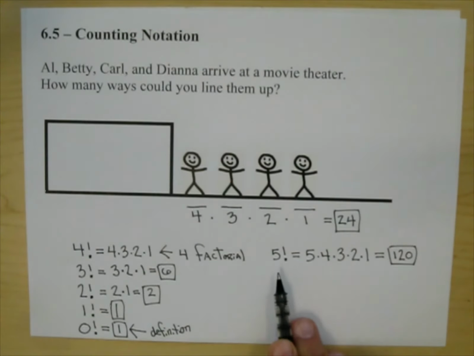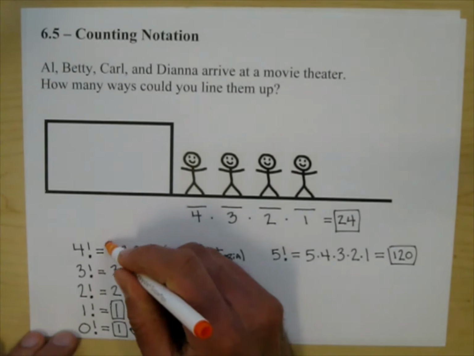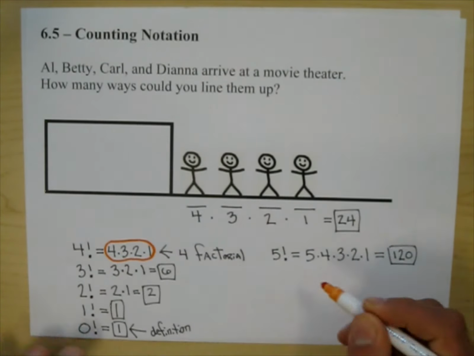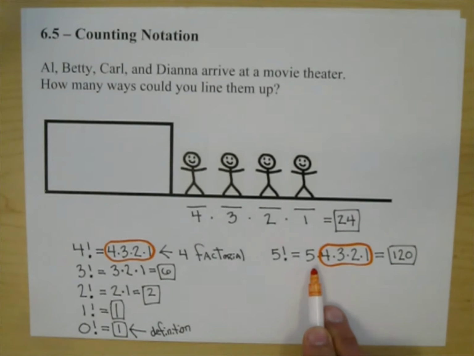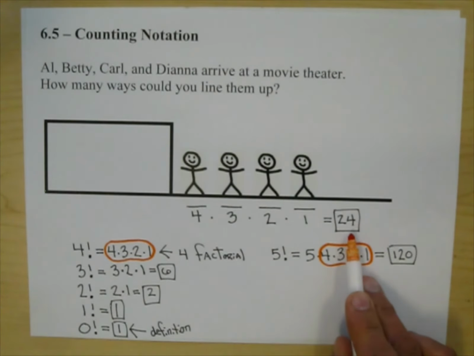Now there was actually probably an easier way of doing 5 factorial. Look at this. Here's 4 factorial. Look at that. 5 factorial is just 5 times 4 factorial. So you could have just said, what is 4 factorial? It was 24, and then go 5 times that, which gives you 120. Let's move on.